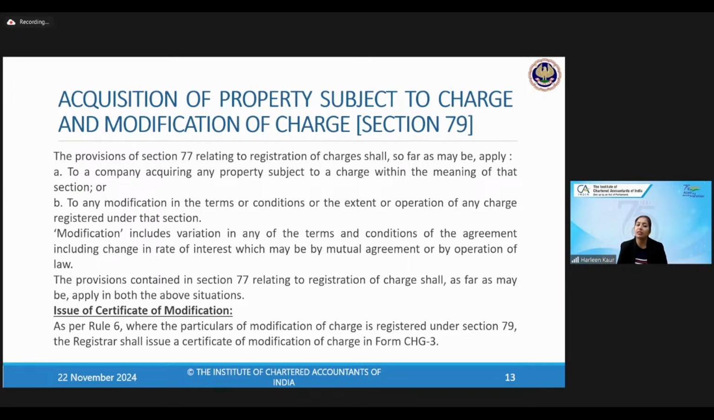So ma'am, what is Section 77? We have already applied Section 77, the duty of the company to get the charge registered. But now it says, first you got the charge registered, ROC issued you CHG2 form, that is the fresh certificate of registration. Now again, if you're doing any changes in the terms and conditions of my loan, you have filed it with the ROC. Now you're changing the terms and conditions, the time period is getting changed, or the rate of interest is getting changed, or any other variation, or you're selling the property to somebody else. Then again, you need to file CHG1 or CHG9 in case of debentures. And in case of such modification, ROC will issue you a certificate of modification in CHG3 form.